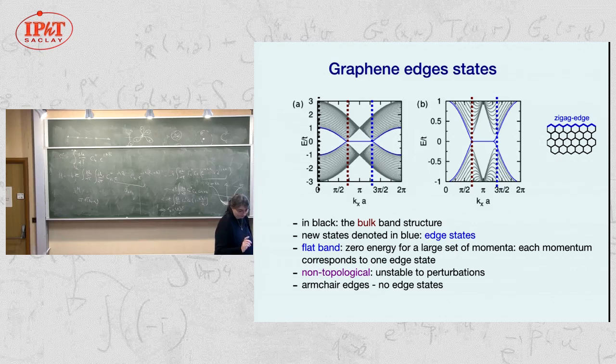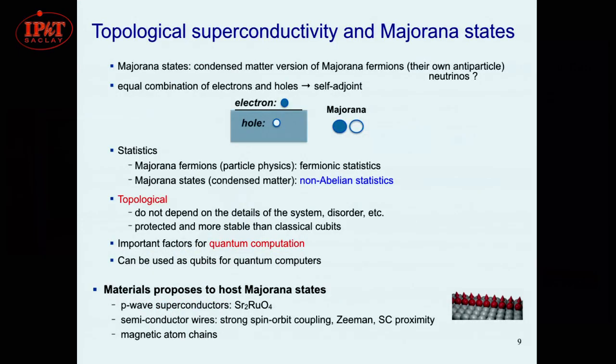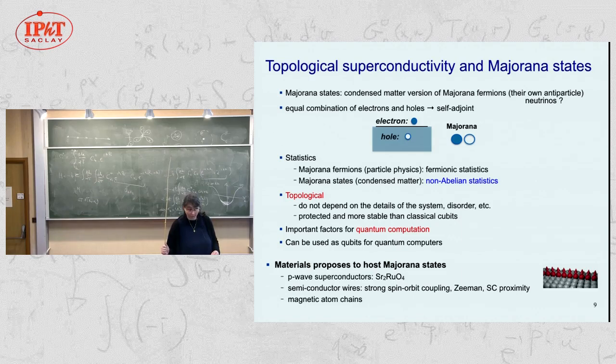Okay, again, this is the same thing with what I said. This is the bulk, this is the edge, and then the flat band is the edge states. Okay, so now I'm going to go towards what we are discussing in this course, which is topological edge states. And in particular, I'm going to spend a lot of time discussing Majorana states.